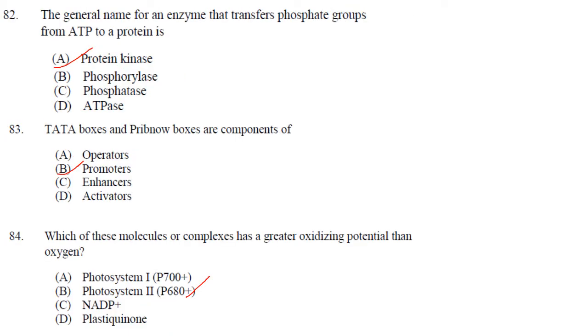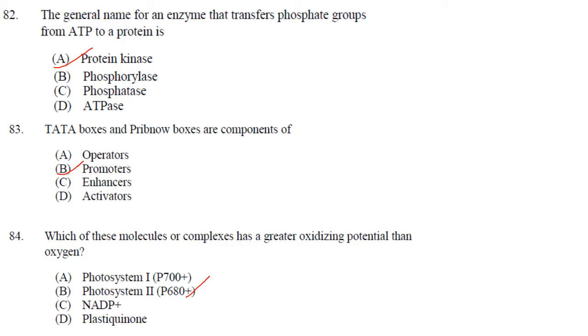The next one, the general name for the enzyme that transfers phosphate groups from ATP to a protein is, so they are called the protein kinases. Answer is option A. Then TATA box and Pribnow box are components of, so they are components of the promoters. Answer is option B.